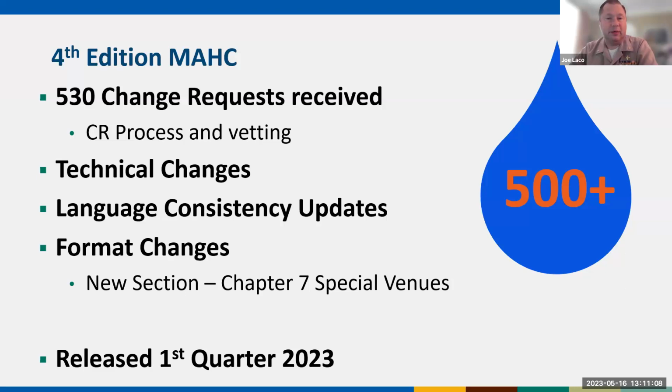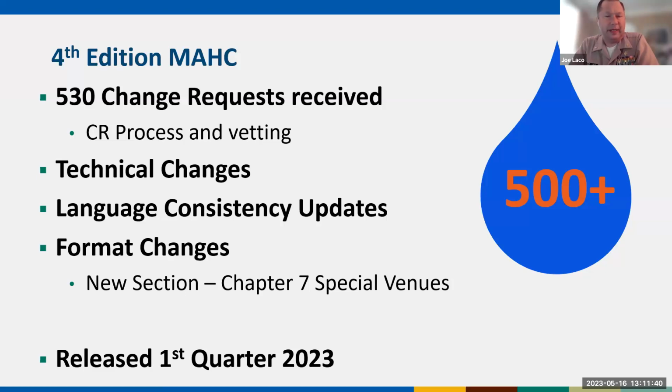So some of the ones that were passed and put into the MAC, of which there were over 300, were some technical changes. There was a lot of language consistency updates. For example, sometimes we called something a pool, sometimes we called it a venue. Sometimes we called something a secondary disinfection system. Sometimes we called it a secondary treatment system.